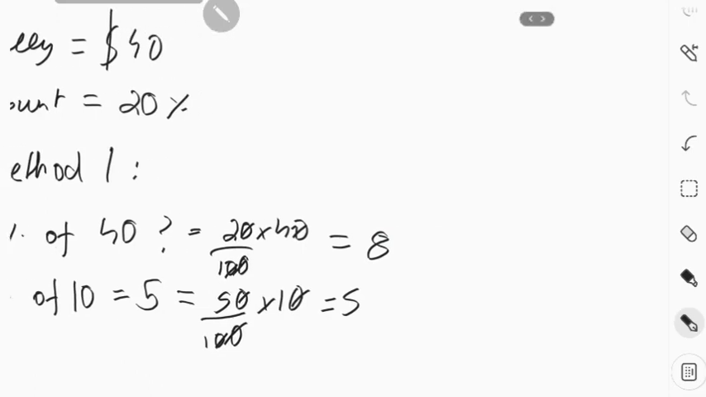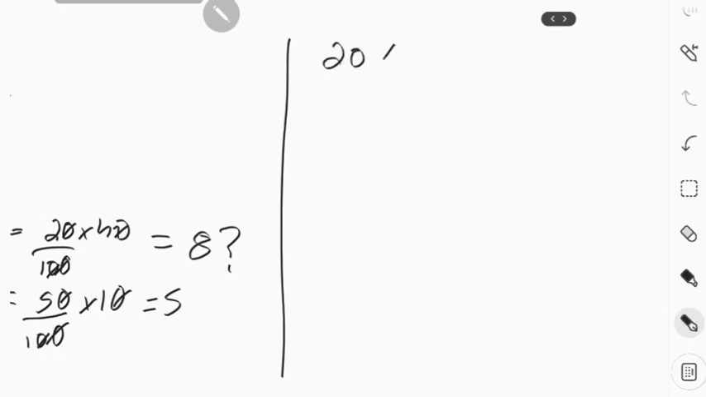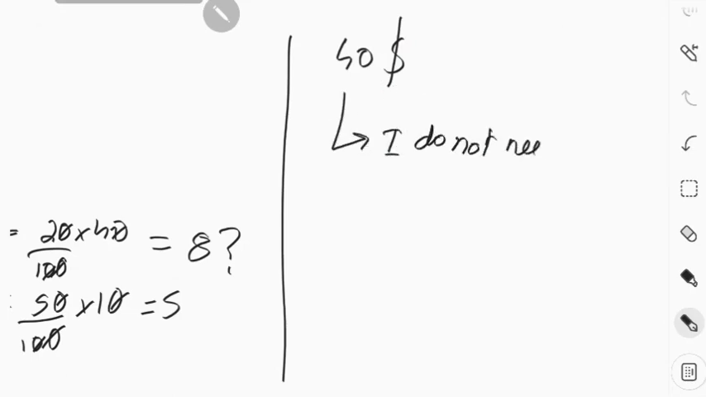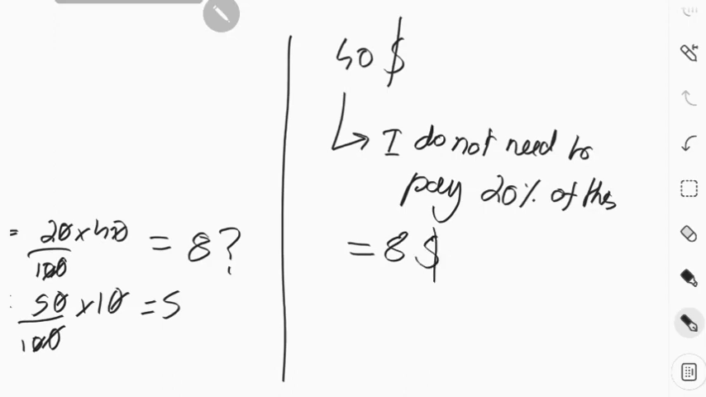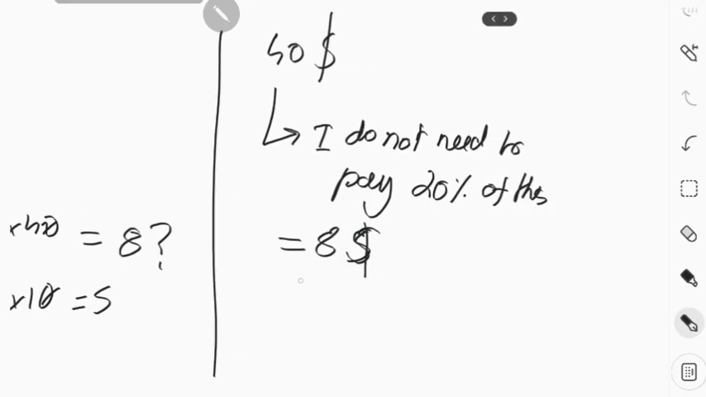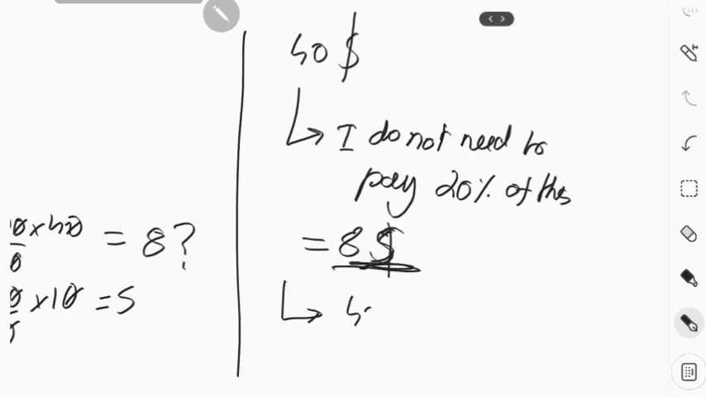So what does this mean? This means that out of $40, I do not need to pay 20% of this, which is equal to $8. Sorry, I'm writing the dollar sign after the price, but it's just for understanding. So you don't have to pay $8. You have to pay 40 minus 8, which is equal to $32.